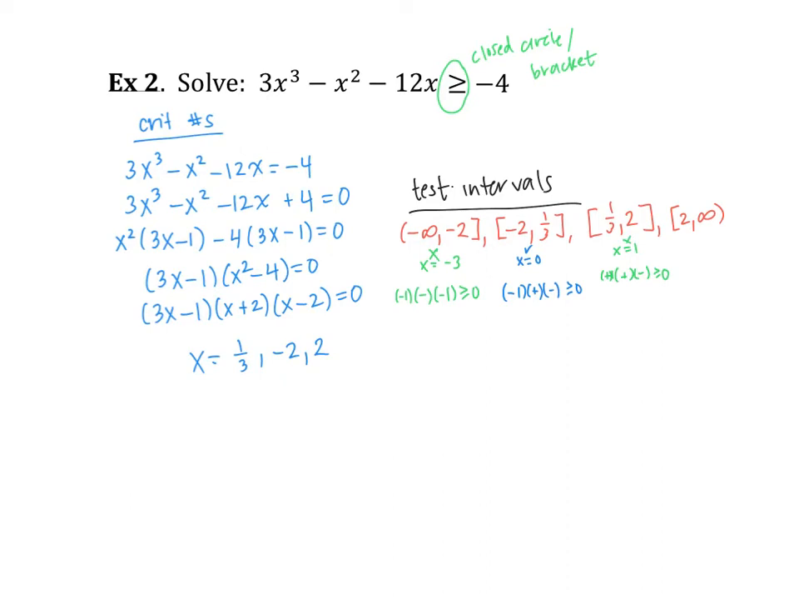Okay, last one. I'm going to try 3. That's a positive times a positive times a positive. Is that going to be greater or equal to 0? Yes. Okay, so my actual solution is going to be the intervals that work along with a bracket on the critical numbers. So the ones that worked were -2 to 1/3, and I'm using the bracket because it could equal the critical numbers, union 2 to infinity.